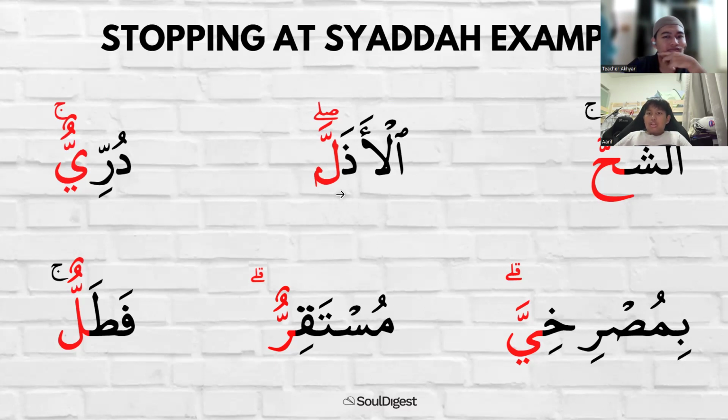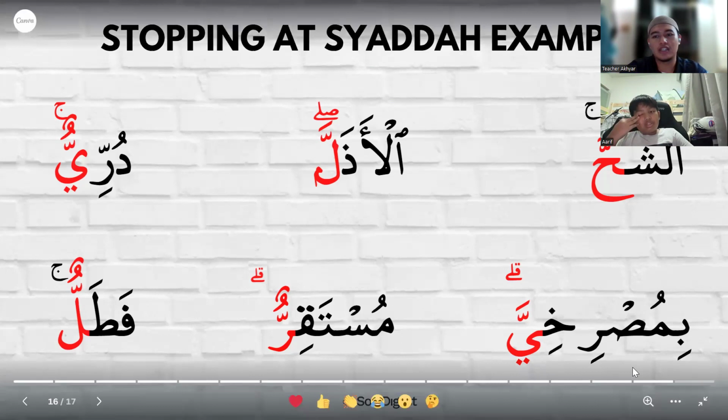Al-Azal. Correct. This one? Duriyun. Duri. We don't have to pronounce the U sound, just duri. You get it? Duri. Okay, what about this one?